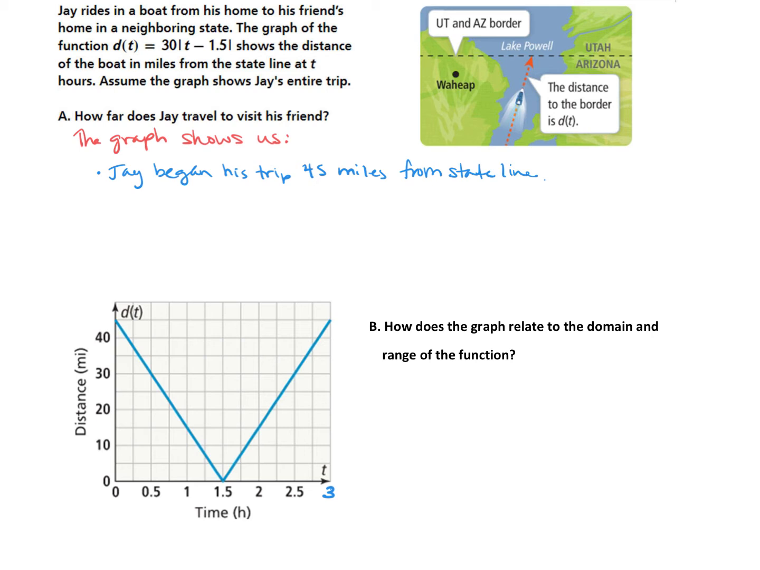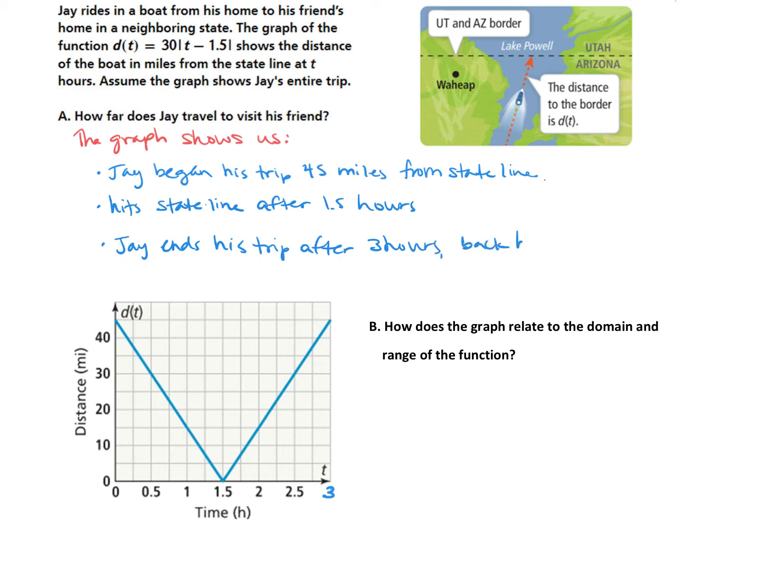So just to summarize a couple of things we just said, he hits the state line after 1.5 hours. And then Jay ends his trip after 3 hours when he's back home, which is 45 miles from the state line.